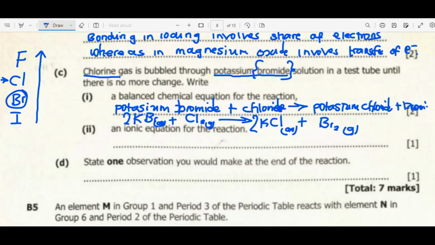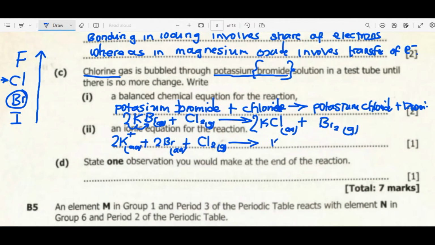So now for Roman number 2, we are told to write an ionic equation for the reaction. In dealing with an ionic equation, you break the compound that is in aqueous phase. So the first one, you say potassium has a plus, you put a 2, since we have a 2 in front of potassium bromide aqueous. Then this 2 is affecting potassium and at the same time bromine, so I'm going to put Br, aqueous, plus chlorine is in gaseous state, you just leave it like that.